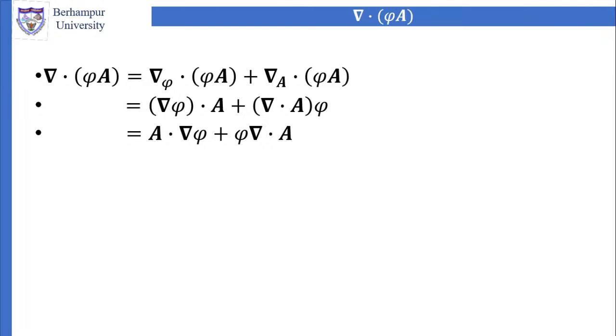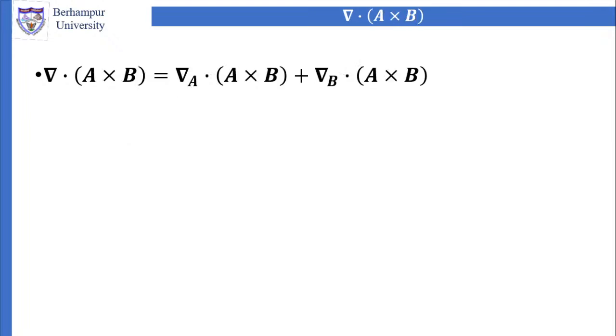Now you can see on the left hand side we are taking divergence. Taking divergence means the left hand side should give us a scalar. So look at the right hand side. On the right hand side we have two dot products. So they are giving us a scalar. So left hand side and right hand side both are giving us a scalar. So this way we can check that our identity is correct.